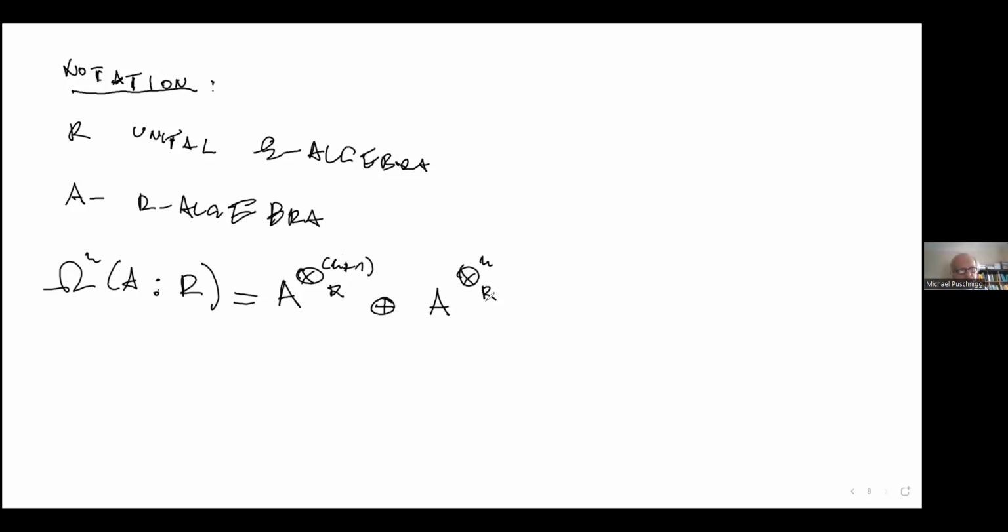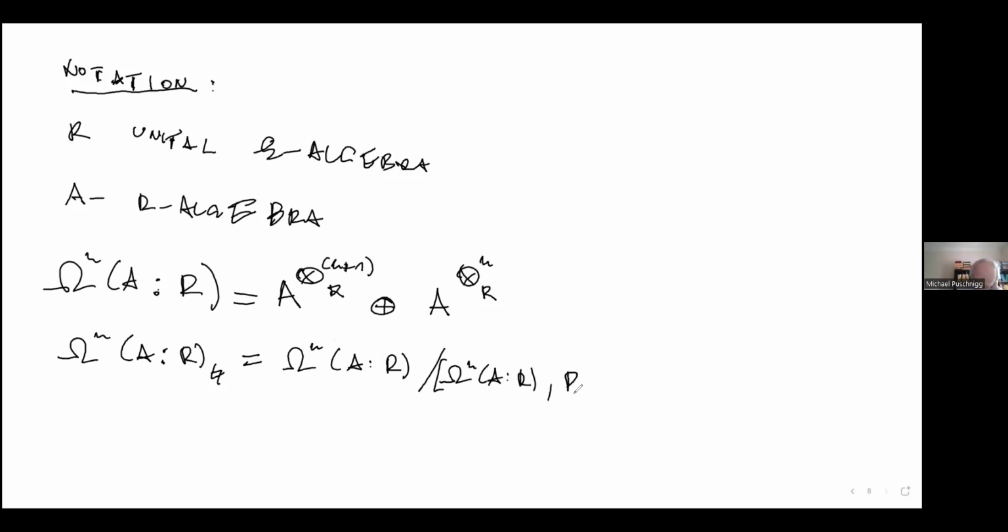Now, what you cannot do yet here is make the cyclic permutations we would like to do. And in order to have cyclic permutations, we just divide out by commutators with respect to R. So we take omega n of A relative to R, modulo the commutator of omega n of A relative to R with respect to R. This is possible because our algebra A is an R bimodule. And on this gadget, you have a cyclic permutation.